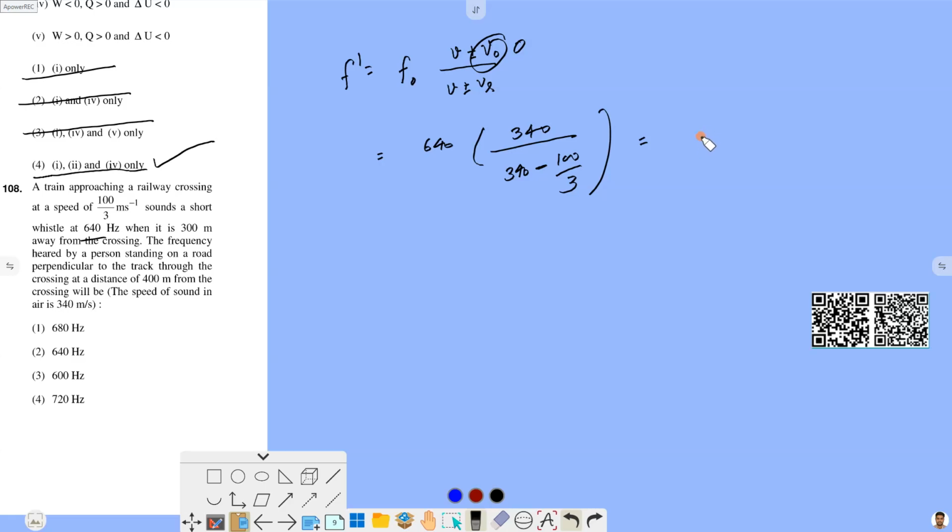We will get, let's solve this basically. So 640 into 340 into 3, divided by 340 into 3, that is 1020, minus 1000, that is 920. So this 0 gets cancelled, and this will be 132, this will be 146, this will be 16, this will be 23.